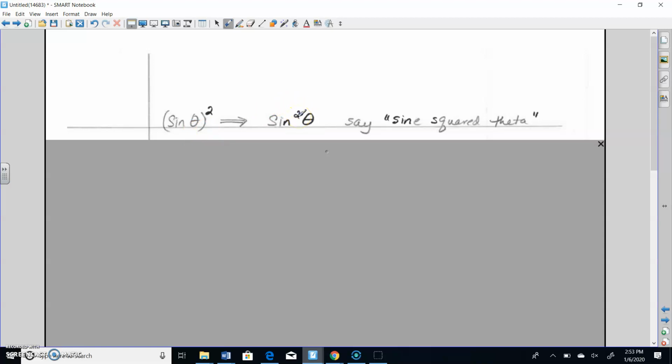And the reason why we do that is because if we didn't, people would often forget about the parentheses, and I want to square the sine of theta, but then that actually reads as squaring theta and then taking the sine of it. Which is completely different from this.